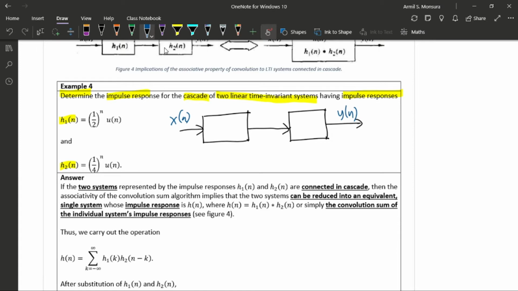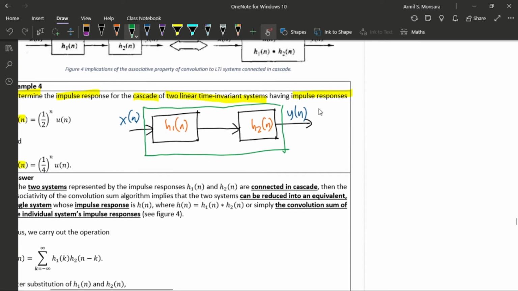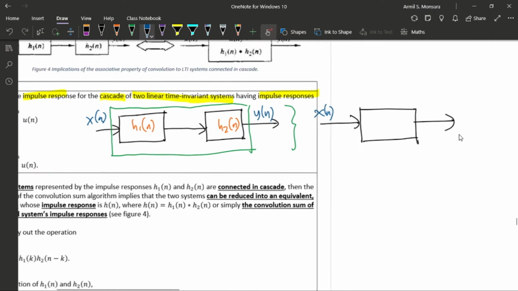And then we have the first system represented by h1 of n, and the second system represented by h2 of n. So applying what we have learned from the previous discussion, we can use the associative property of the convolution operation, so that these two cascaded systems can be reduced into an equivalent system. So let's rewrite this system into an equivalent and reduced system. It becomes just one system, with again the input to this system being x of n, and the output being y of n.